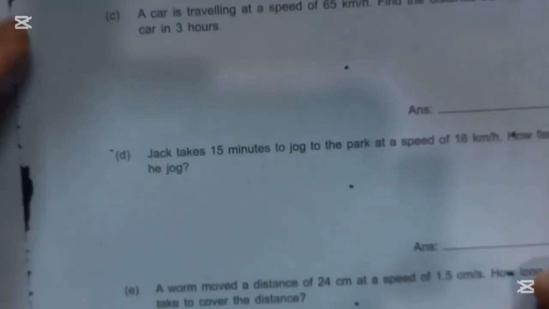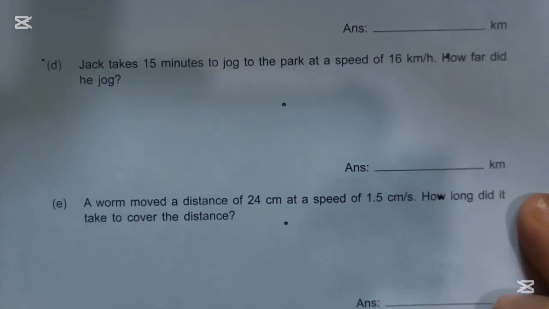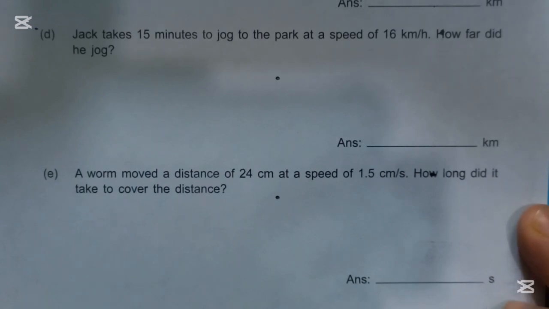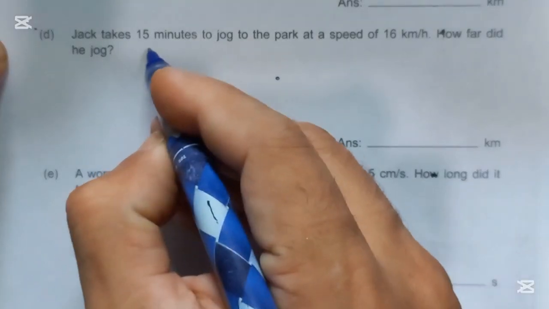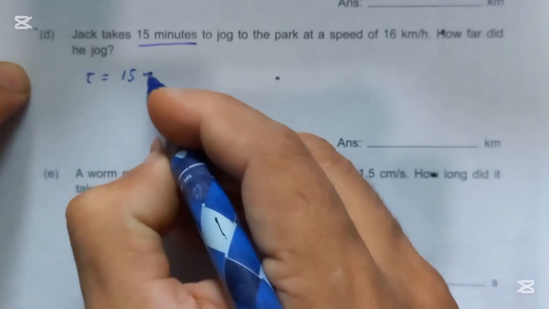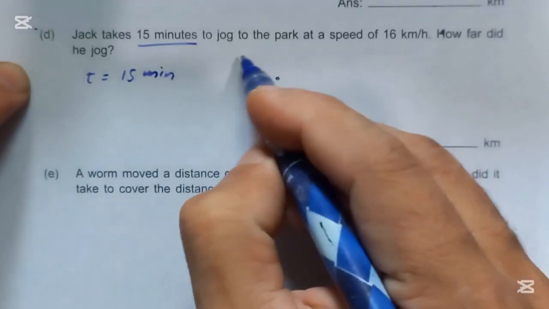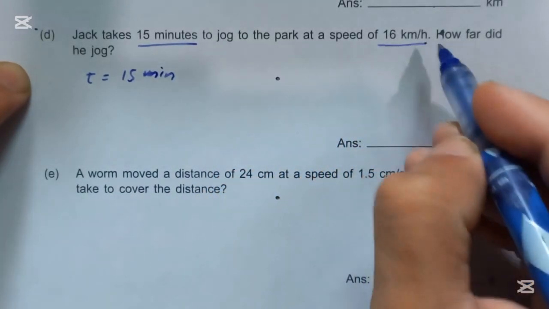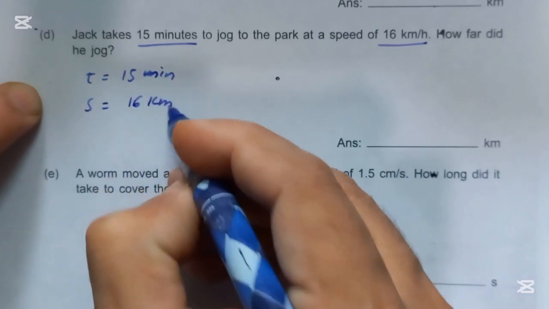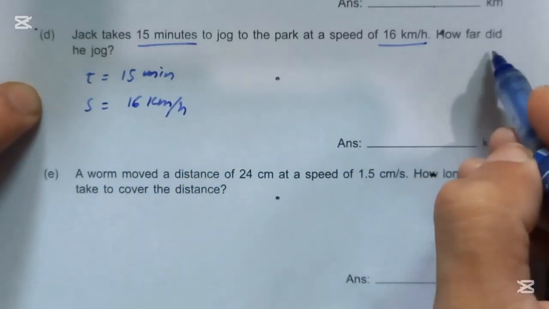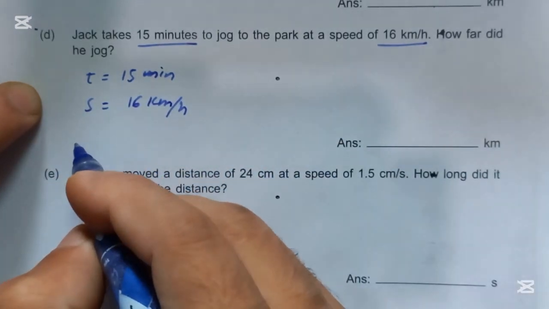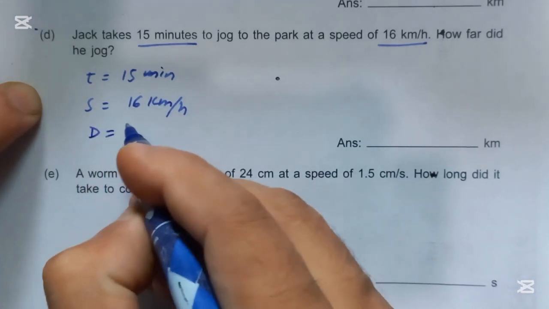Another question is here. For example, we are going to do D part. So in D part, the statement of the question is, Jack takes 15 minutes to jog to the park at the speed of 16 km per hour. So time given is 15 minutes, speed is 16 km per hour. How far did he jog? It means distance is the requirement.